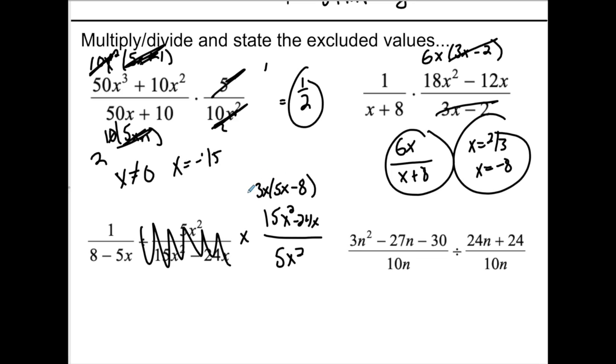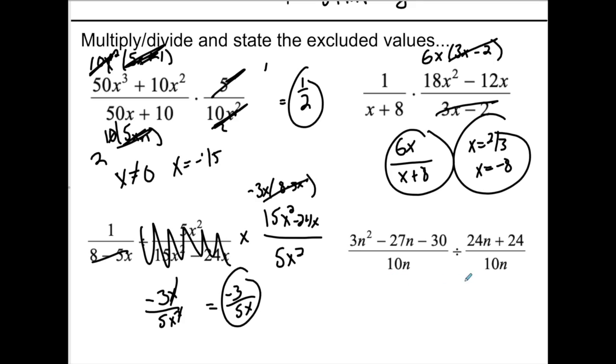Now, if I pull out a negative from that, I could make it 8 minus 5x. And then if I do that, this will cancel with this. So I have -3x over 5x squared. And then an x will cancel, so I have -3 over 5x.